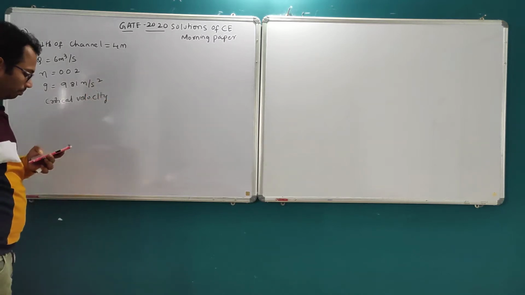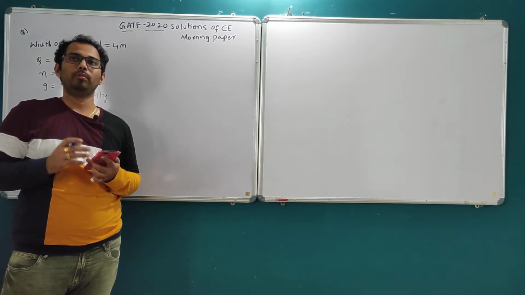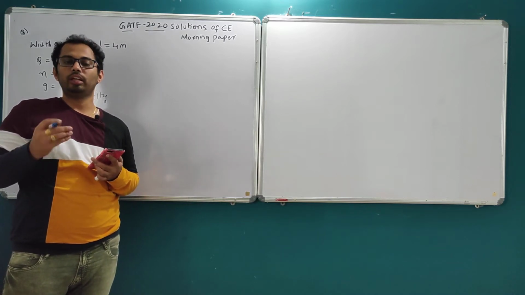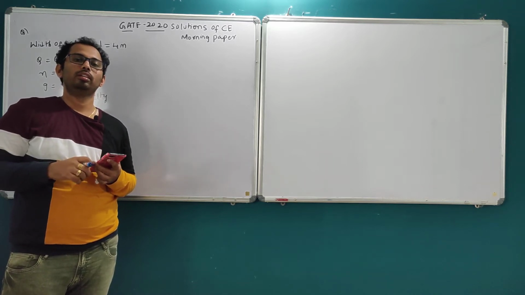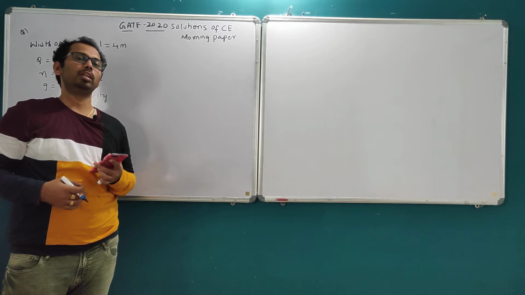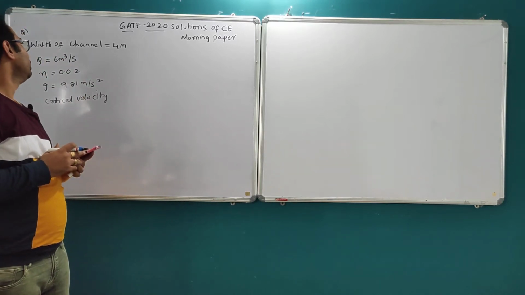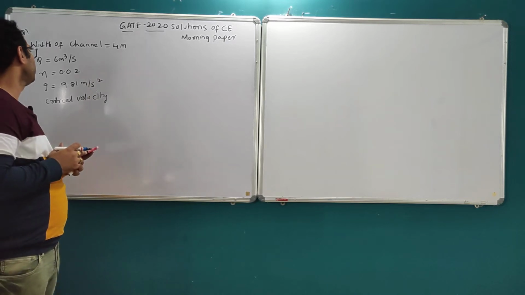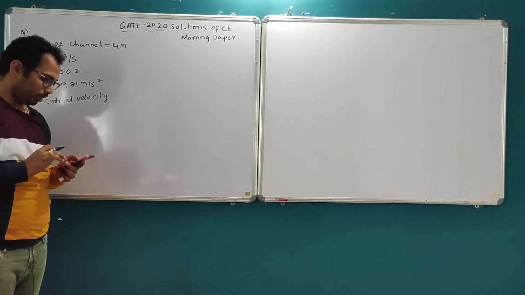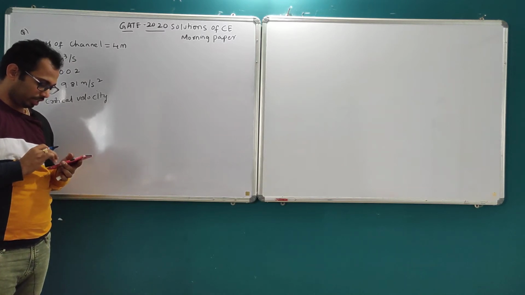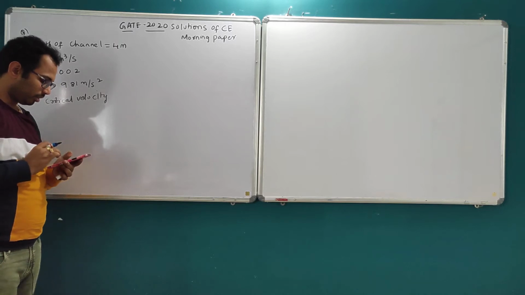So generally, how can we find the critical velocity? First of all, we need to find the critical depth. That means when the Froude's number is equal to 1, the corresponding velocity is nothing but critical velocity. Okay, when the Froude's number is equal to 1. So we don't know the velocity here. So we need to find the critical velocity. For that, we need to ascertain the critical depth. Okay. So how to find critical depth?